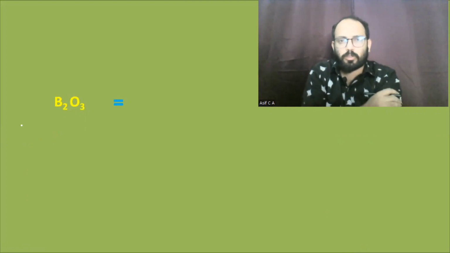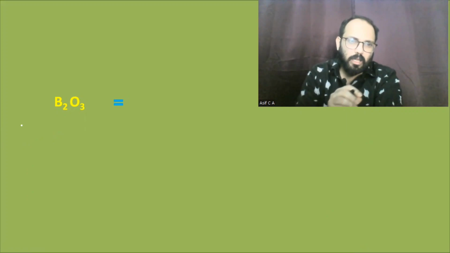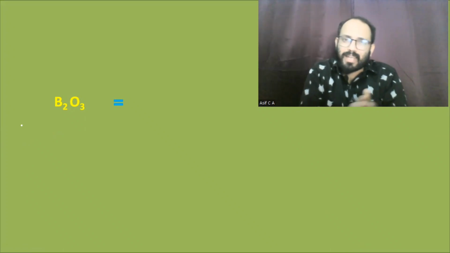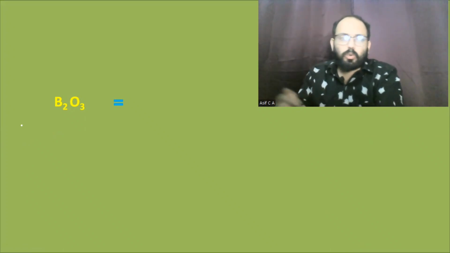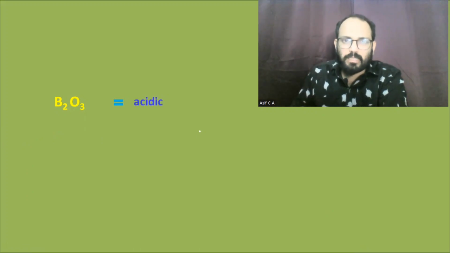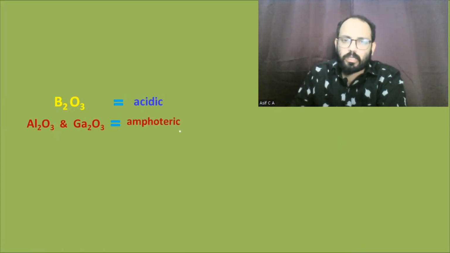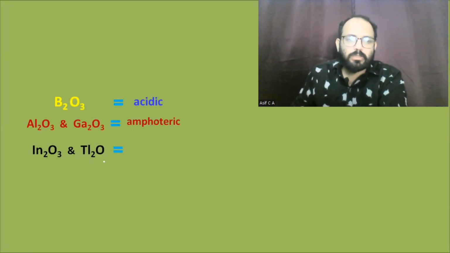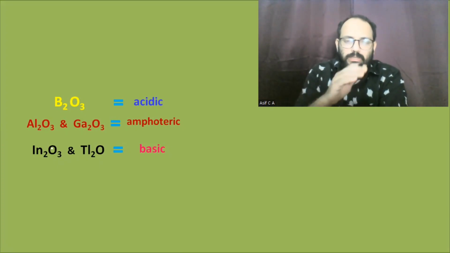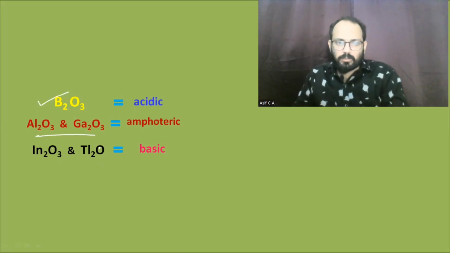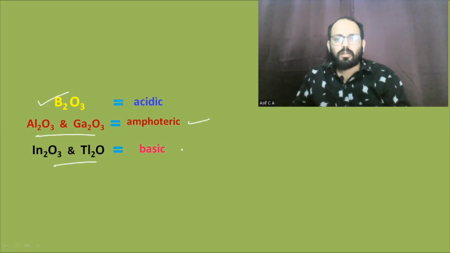Now we'll see the characteristics of these oxides we saw: are they acidic, basic, or amphoteric? If amphoteric, they behave as acid as well as base. So B2O3 is purely acidic. Al2O3 and Ga2O3 are amphoteric in nature, so they react with acid as well as base. In2O3 and Tl2O have basic nature. So B2O3 is acidic, the next two are amphoteric, and the last two are basic in nature.